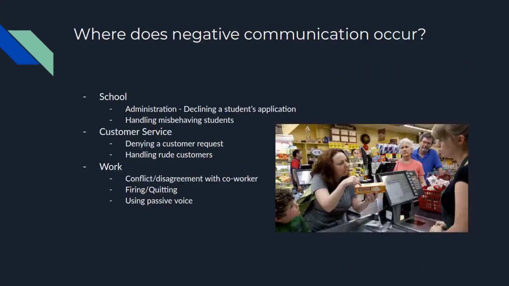Where does negative communication occur? Negative communication can also occur in school, where the administration would decline a student's application, or a teacher would handle a misbehaving student. Negative communication can also occur in customer service, where you would deny a customer's request, or you're just handling a rude customer. Negative communication can also occur in the workplace, where you would have a conflict or disagreement with a coworker. A coworker may get fired, or a coworker may choose to quit, or you're just using passive voice with your coworkers.